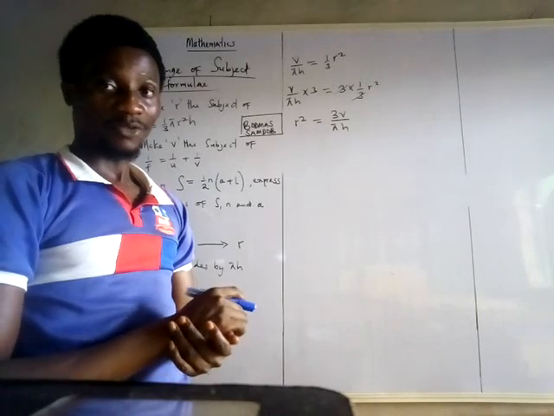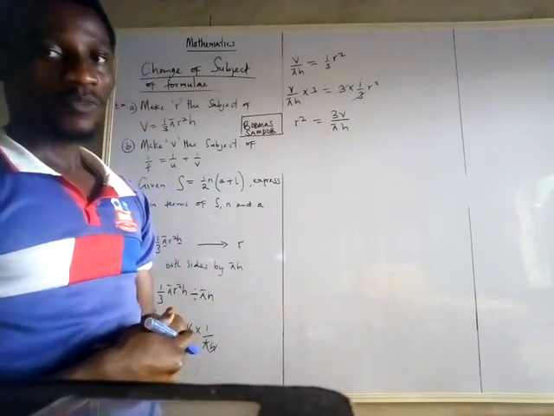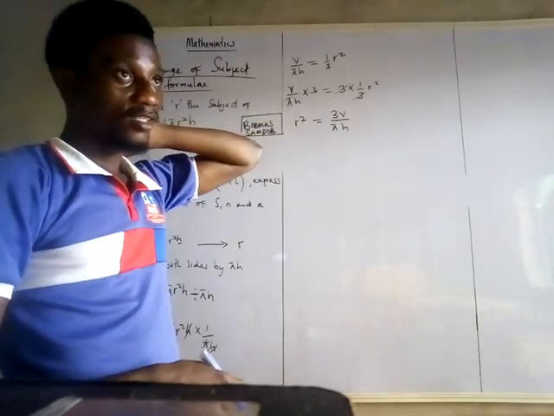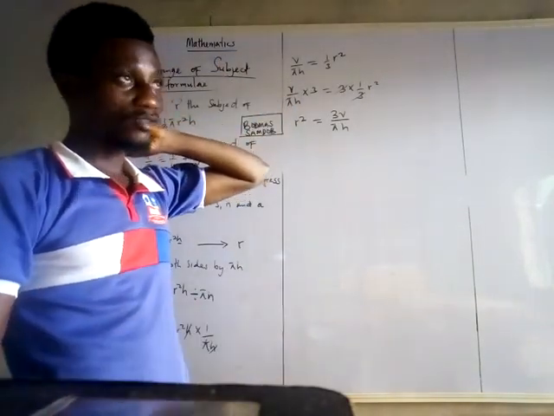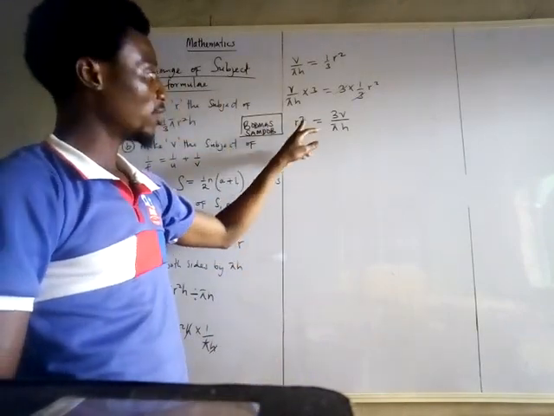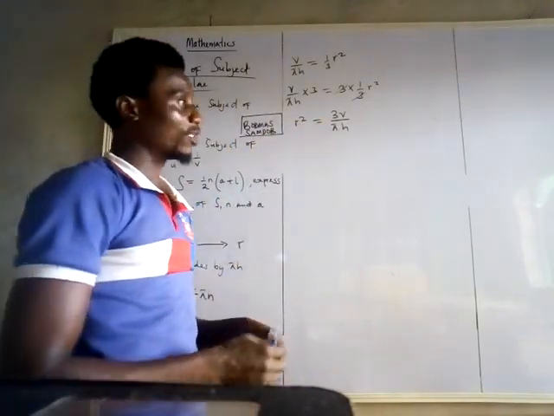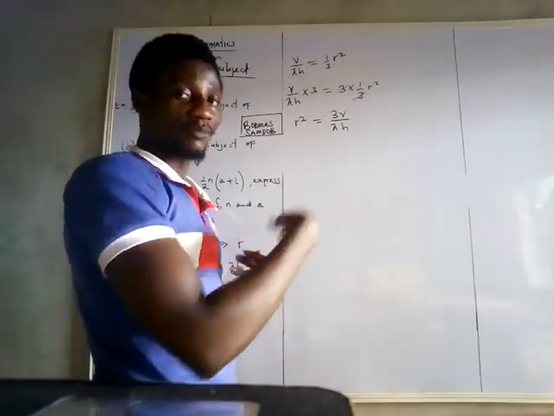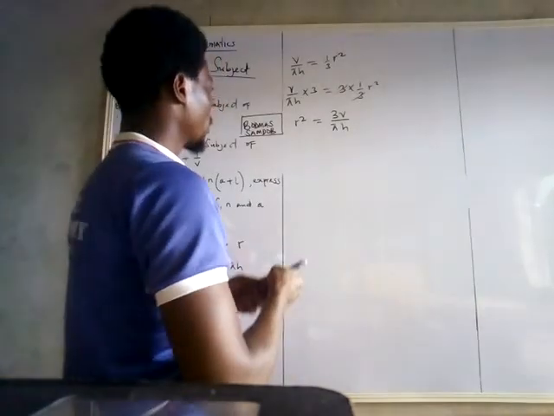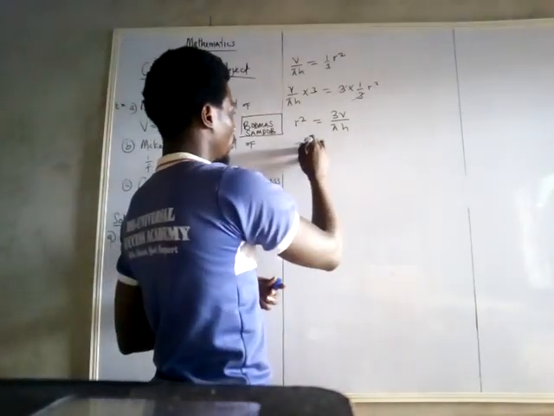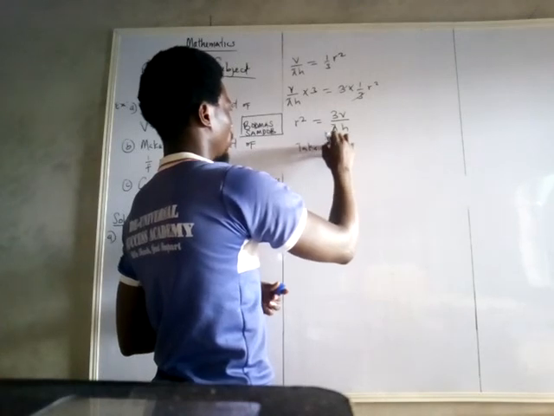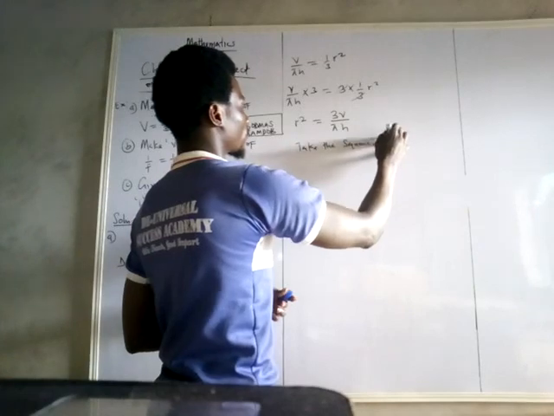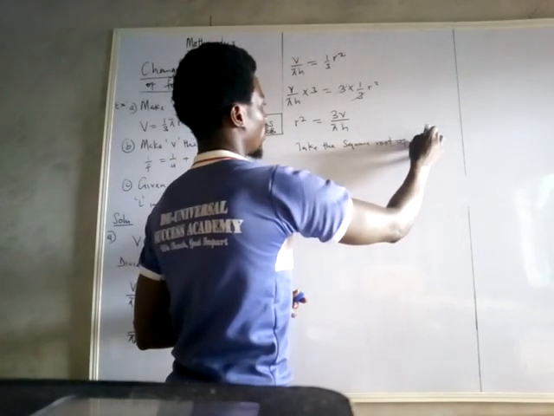And don't forget, I'm looking for R and not R squared. Now, how do I remove that power, which is square? That is when I'm going to introduce the square root, because the opposite of square is the square root. You can take the square root of both sides. Whatever you do to this side must be done to the other side. That is, take the square root of both sides.